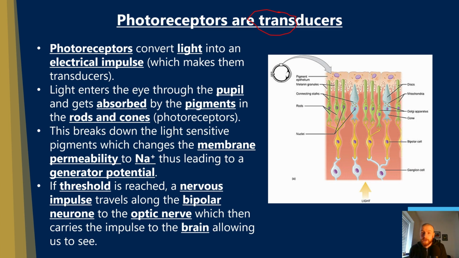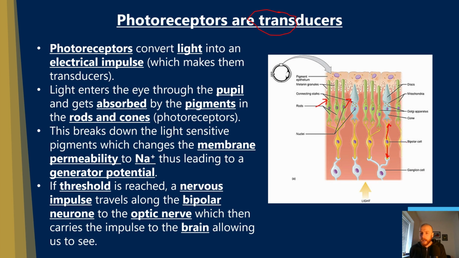Now, we've got our rods here, and you can see the rods are rod-shaped, and we've got our cones, and we can see the cones are cone-shaped. They taper off into a point, and that's why they're called cones. Now, below them, we've got our bipolar neuron, and you can see that bipolar, it connects to two different neurons. So it connects both to the photoreceptor, which could be a rod or cone, but also to that ganglion cell.